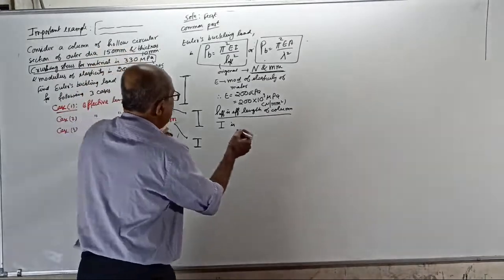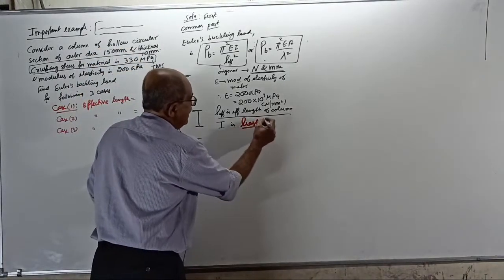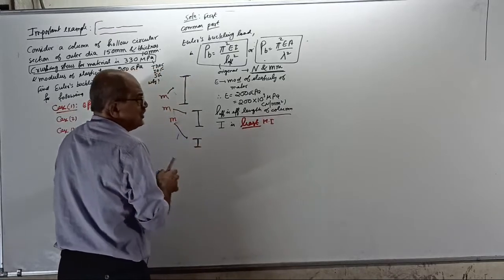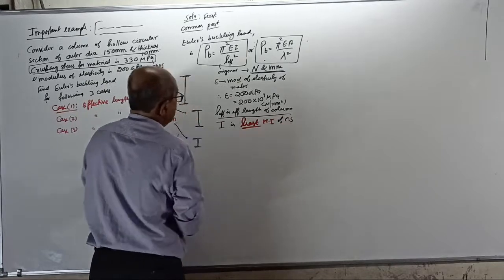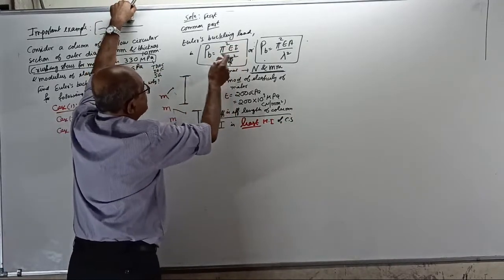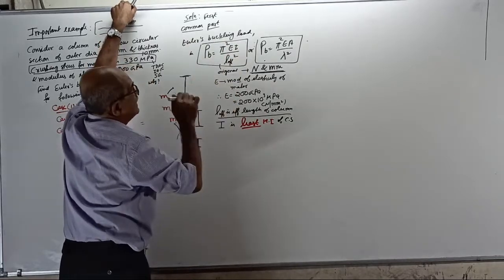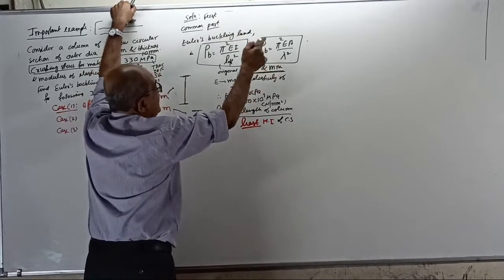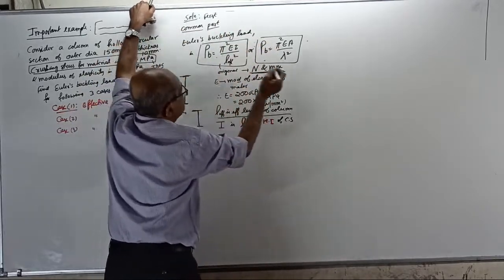So I is very important: the least moment of inertia of the cross section, in red color, because why important? Now, if I see this formula, that's all you require: pi square EI by L effective square. Once again, see, let us start this formula.